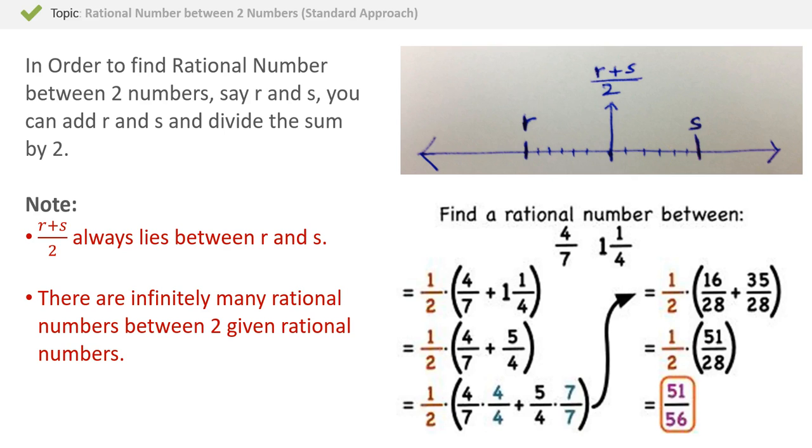Let's take an example. If I have to find a rational number between 4 by 7 and 1 by 4, what I'm going to do is add these two numbers and divide them by 2, which you see here: (4 by 7 plus 1 by 4) divided by 2. And when you simplify this, you will see you get 51 by 56, which is a number that lies between 4 by 7 and 1 by 4.